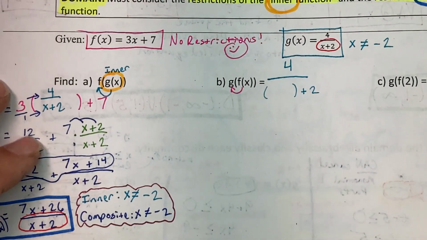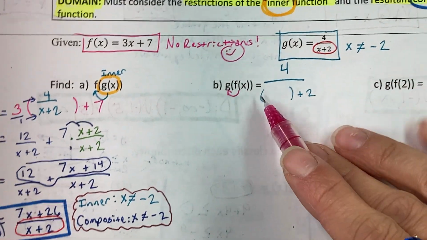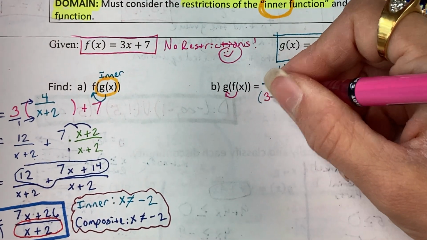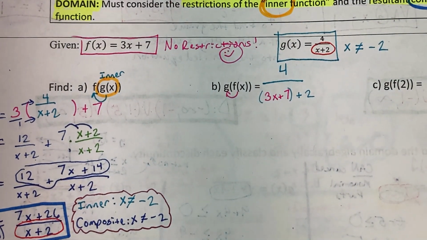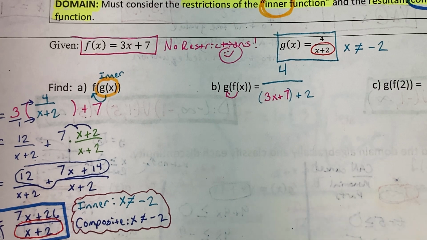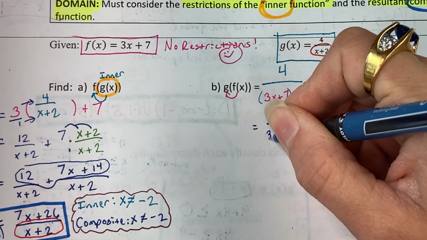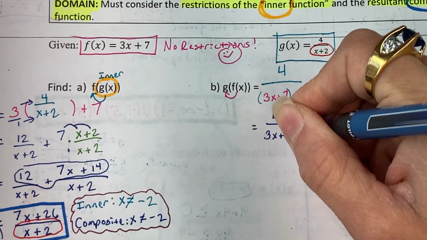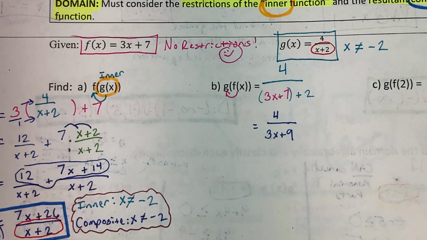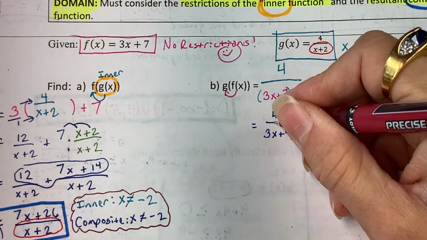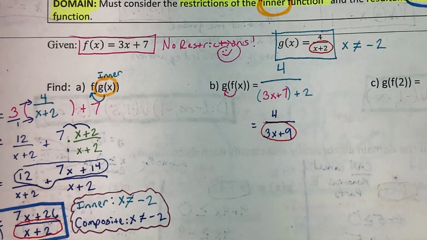So that's the shell of my function. What am I going to put in for that input slot where my x is? We're going to put in our f function. So 3x plus 7. I don't really need those parentheses, and I can just simplify that denominator, which will give me 4 over 3x plus 9.